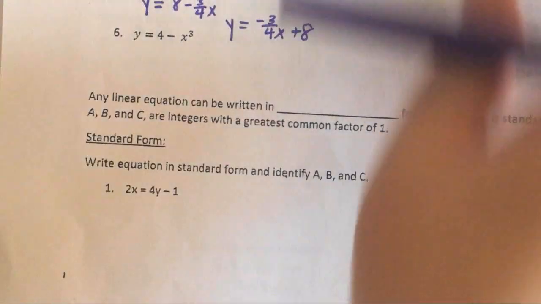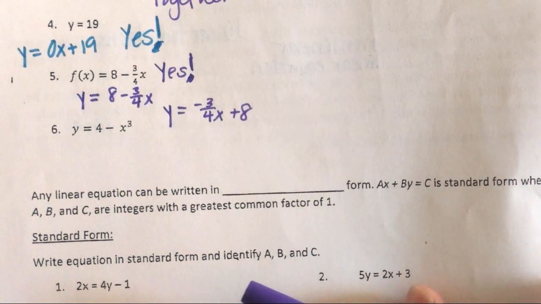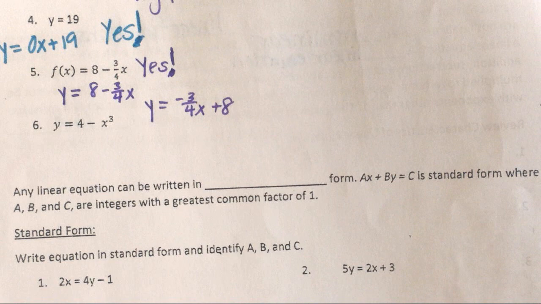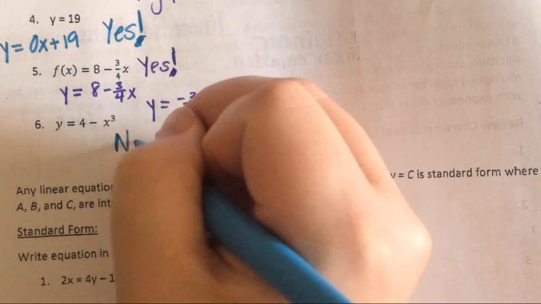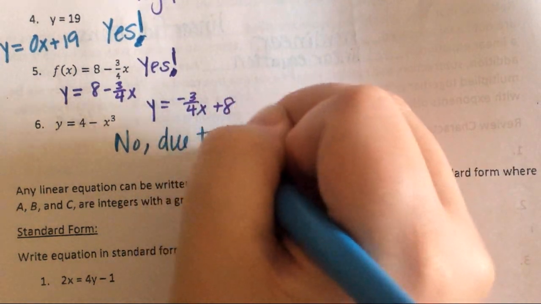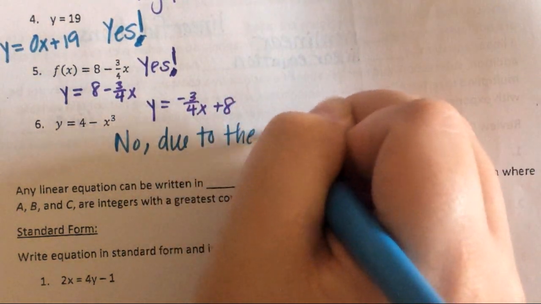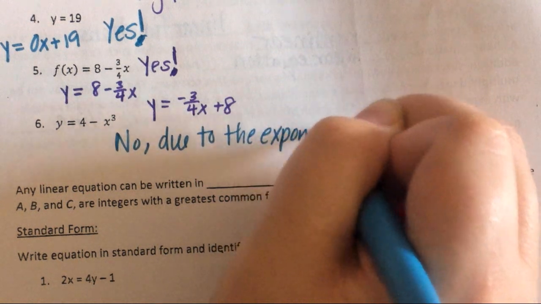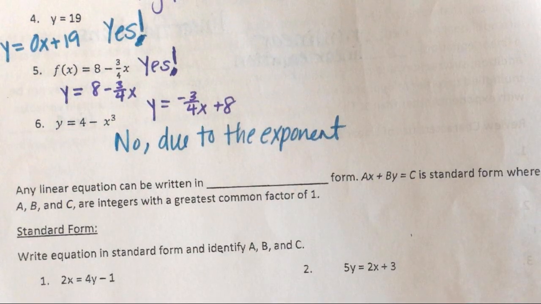Okay, and then we get to number 6. No, table 6 says y. And then I like that. So it's no, and I'm just going to put due to the exponent. We just discussed that with a linear function, the exponents for both the y and the x have to be 1. And you really knew all that.